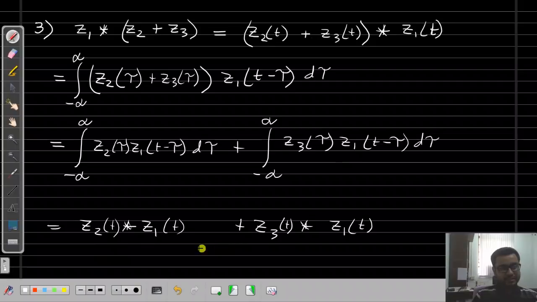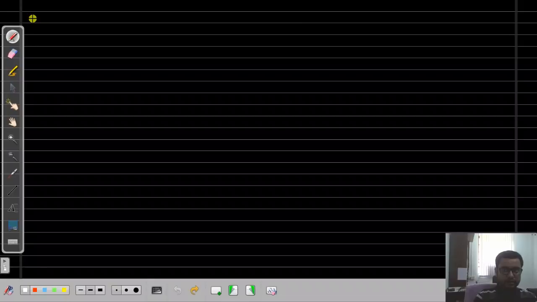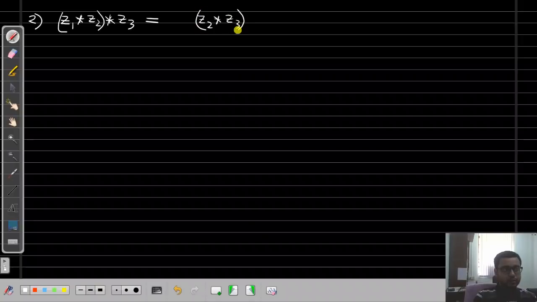Okay, so this is the distributive property, very simple. Now the last thing today is the proof of the associative property, that is (z1 star z2) star z3 is equal to (z2 star z3) star z1. Let me start the proof from the left hand side.